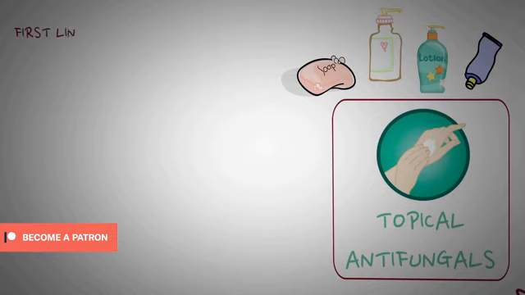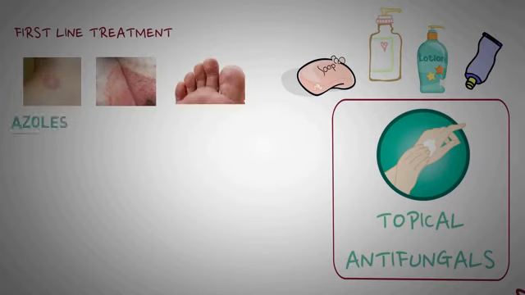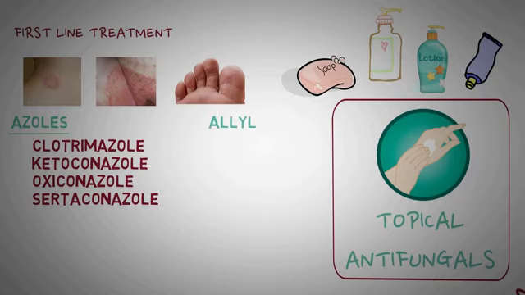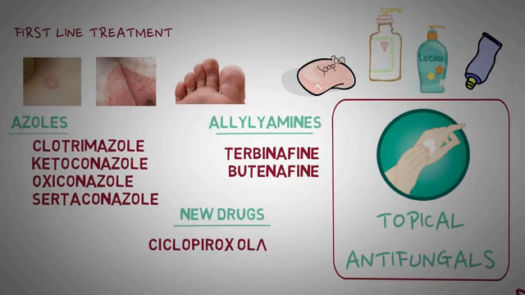Topical antifungals are the first line of treatment for many patients of tinea corporis, tinea cruris, as well as tinea pedis. The most effective topical antifungals include drugs like azoles, which include clotrimazole, ketoconazole, oxyconazole, and sertaconazole. We also have allylamines like terbinafine and butenafine. And we have newer antifungals like ciclopirox olamine and selenium sulfide, which are also very effective.